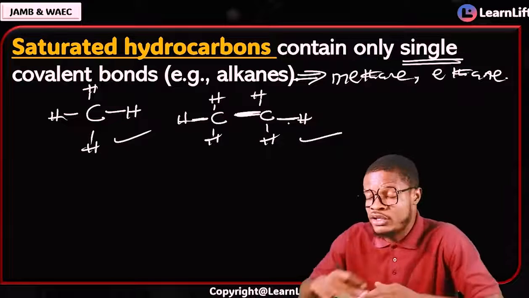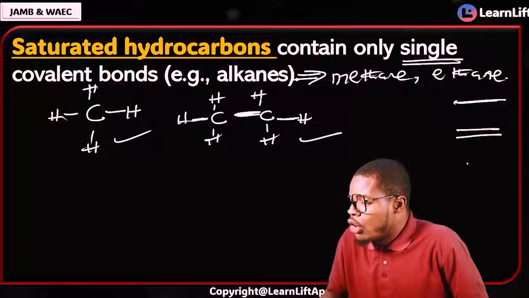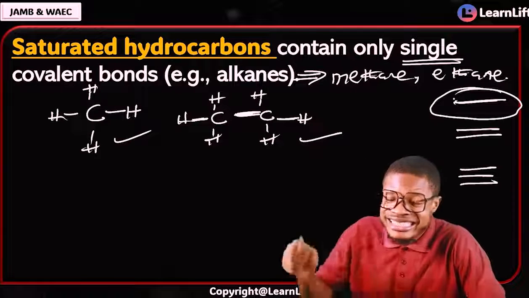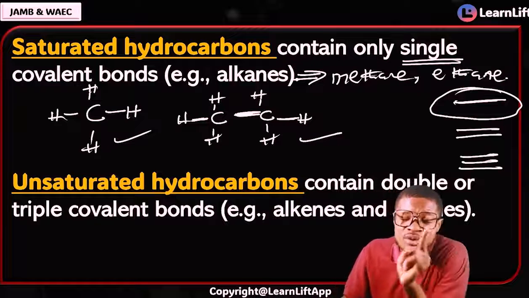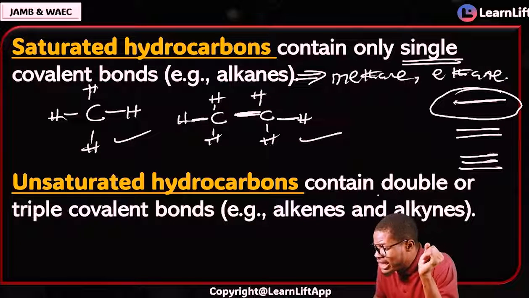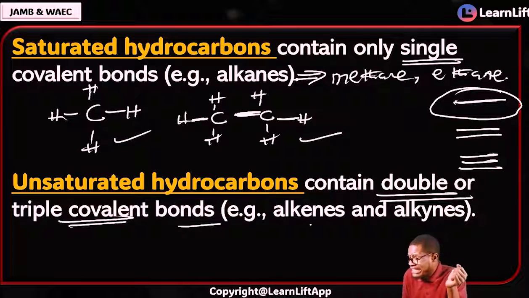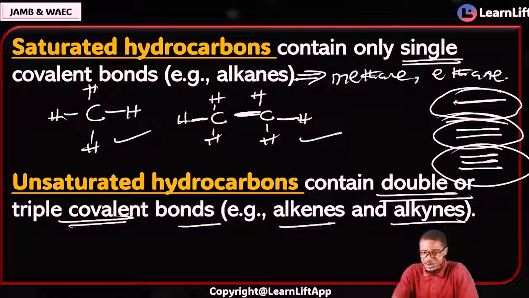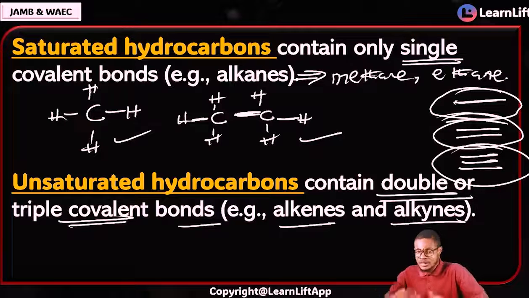In fact, in organic chemistry for hydrocarbons, it's either you have a single bond, or a double bond, or a triple bond. Anything that contains single bonds only is a saturated hydrocarbon. So the opposite is now true. In your unsaturated hydrocarbons, what do they contain? They contain double or triple covalent bonds. A good example are the alkenes and the alkynes. So any compound that has a double bond or triple bond, is it saturated or unsaturated? Unsaturated.